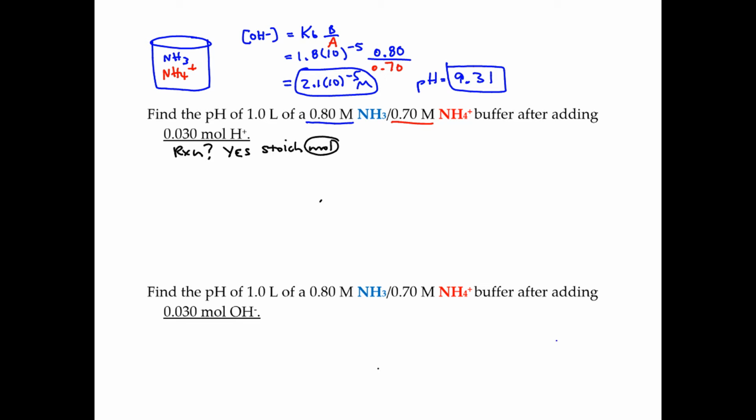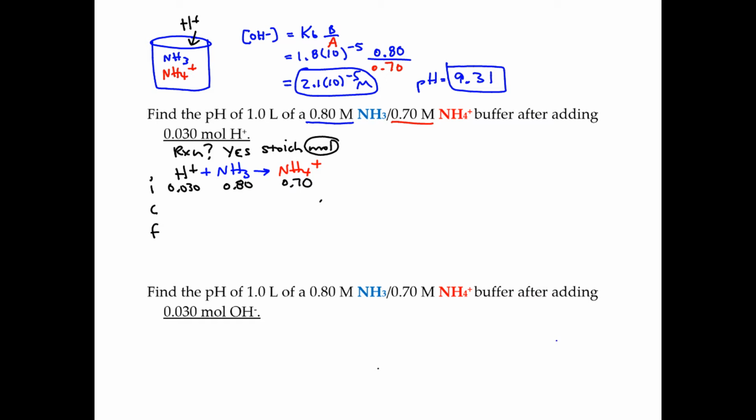So you have to figure out what the reaction is going to be. You're adding H plus into this. So the H plus is going to react with the base of the buffer because H, of course, is an acid. So the base is the NH3. And when you look at this, you could see that it's going to make NH4 plus. Then we write in our moles. So the H plus has a 0.03. This is going to be the limiting reagent. Don't forget ICF. 0.030 moles, 0.80 moles for the ammonia, and 0.70 moles for the ammonium.